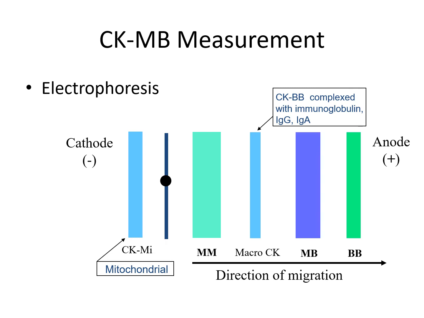CKMB really should be less than 6% of the total CK. If it's greater than 6%, that generally indicates that there's been some degree of cardiac muscle damage. And of course, MM should be 94 to 100% of the total CK.